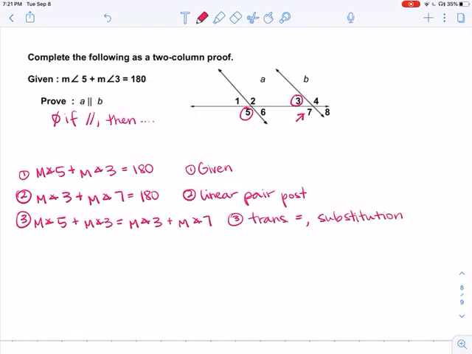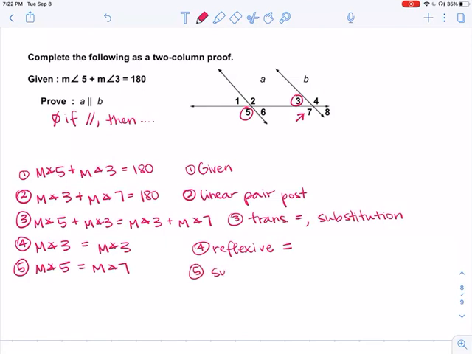And now what we want to say is that we have the 3's that are the same. So we're going to add in that reflexive property. We're saying, hey, the measure of this 3 is the measure of the other 3. These are the same angle. So this is our reflexive property of equality. And because those are the same, we can now subtract them out. So the measure of angle 5 is equal to the measure of angle 7. Subtraction.